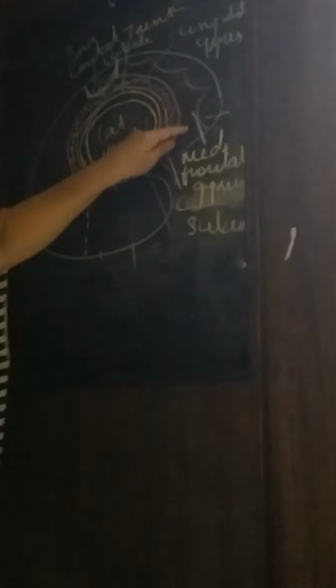Then over here you have a U-shaped gyrus. This is called the paracentral lobule. So you have the medial frontal gyrus, you have the paracentral lobule.